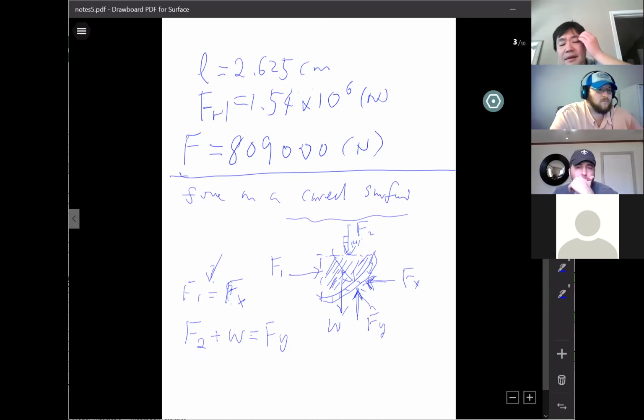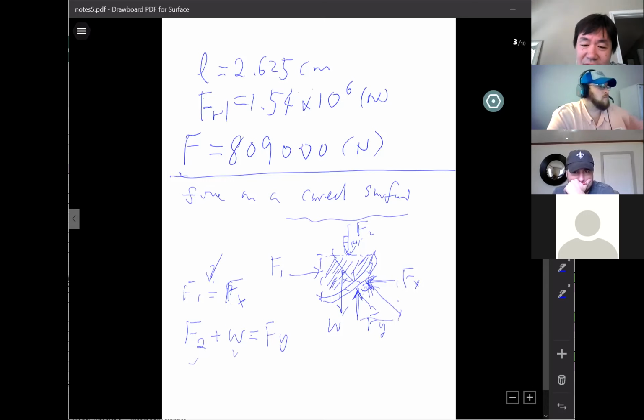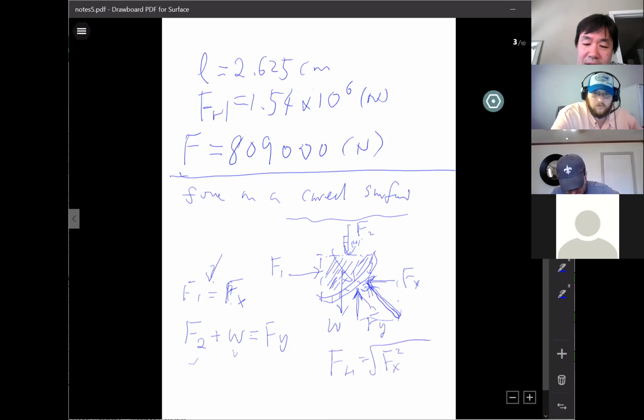Then you find your Fy. So if you have Fx and Fy, you can calculate the combined force: the square root of Fx squared plus Fy squared. That's what the combined force is.